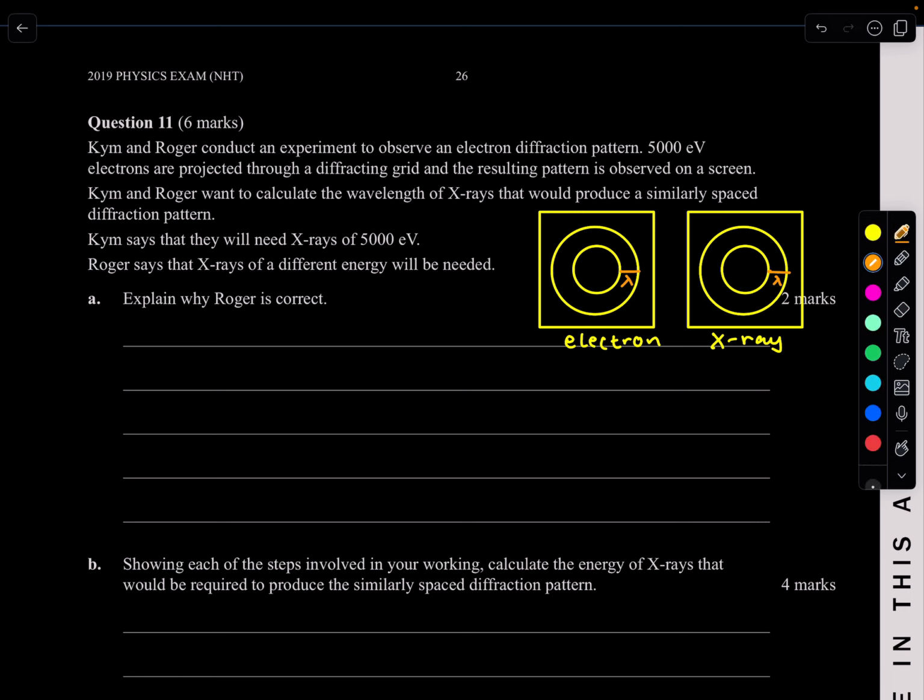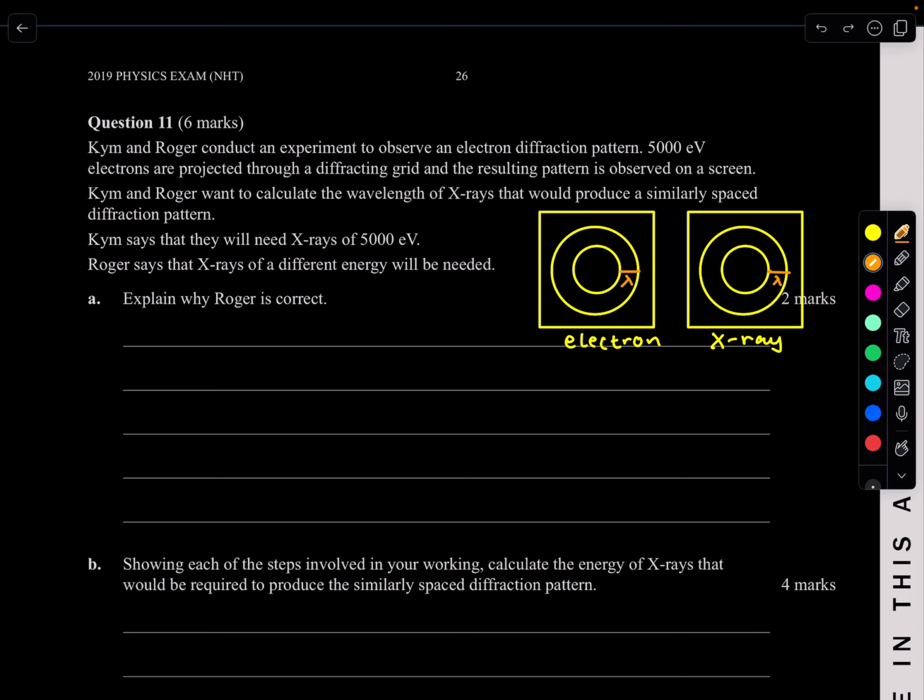So Kim says that they will need an X-ray of 500 electronvolts. Rubbish. Energy is going to be different. The energy of electrons is going to be totally different to the energy of the X-rays. That's wrong. Roger says that X-rays of a different energy will be needed. Yes, Roger's pretty much correct, because all you need to be the same is the momentum and the wavelength. So let's write that down.